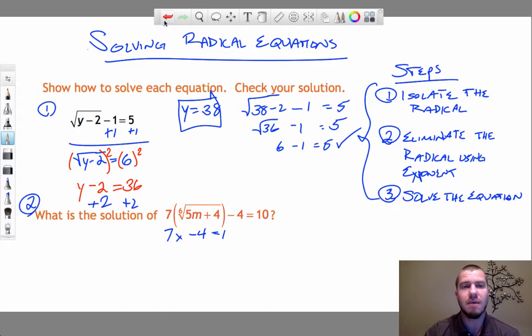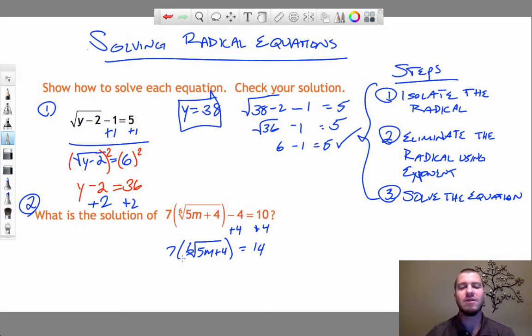So my first step is going to be to get rid of the 4. So I'm going to add 4 to both sides. So I'm left with 7 times the sixth root of 5m plus 4 is equal to 14. And what's happening to this radical now is it's being multiplied by 7. So I'm going to do the inverse operation and divide by 7. And I'm left with the sixth root of 5m plus 4 is equal to 2.